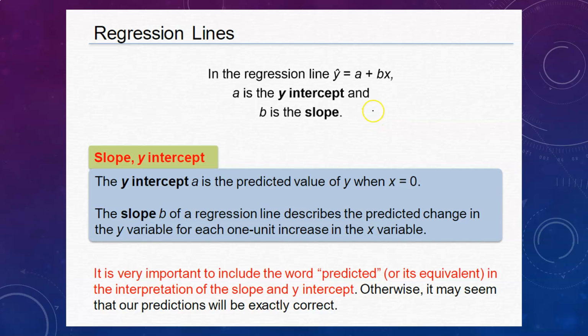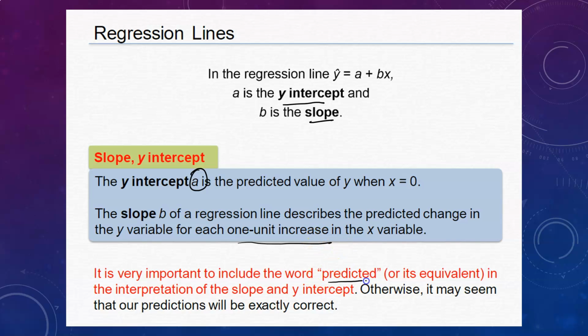In the regression line, y hat equals a plus bx. A is the y-intercept, b is the slope. The y-intercept, a, is the predicted value of y when x equals 0. The slope, b, of a regression line describes the predicted change in the y variable for each 1 unit increase in the x variable. What we're talking about here is just slope-intercept form. The y-intercept is your starting point, and then it either increases or decreases some amount based on the slope.